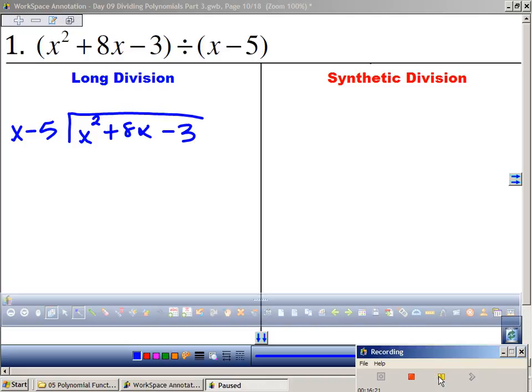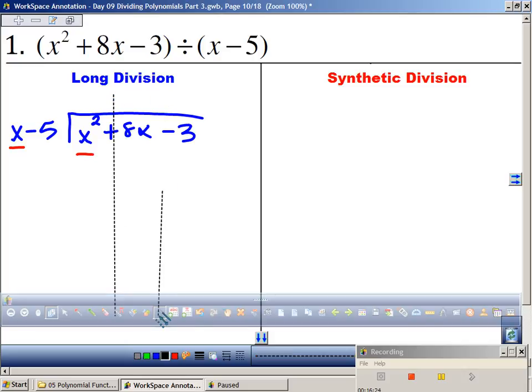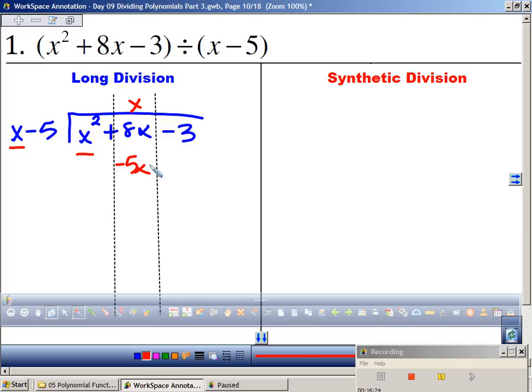Okay, so I'm going to do this one quickly so you can check your work. You don't want to erase because you want to see if you got it right. So I'm going to ask myself, how many times does x go into x squared? It goes in x times. I put that in my x column. X times -5 is -5x. X times x is x squared. Draw the line and change the signs.